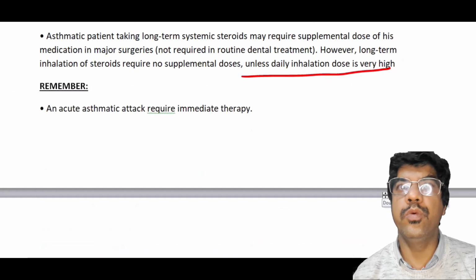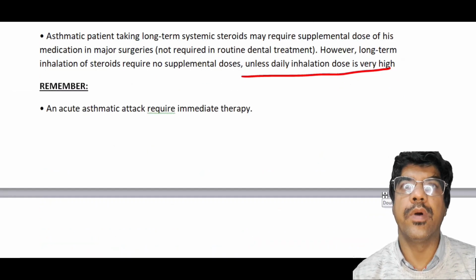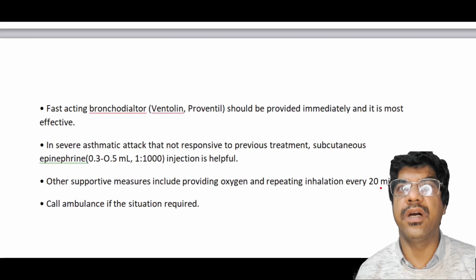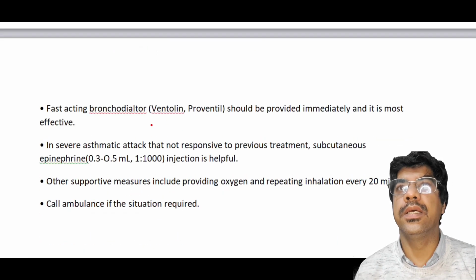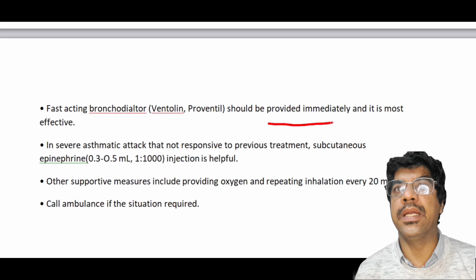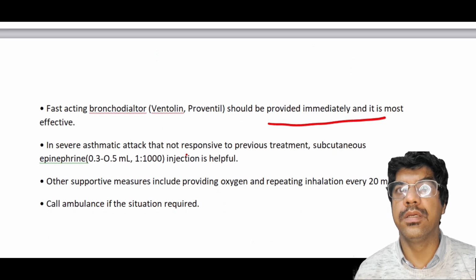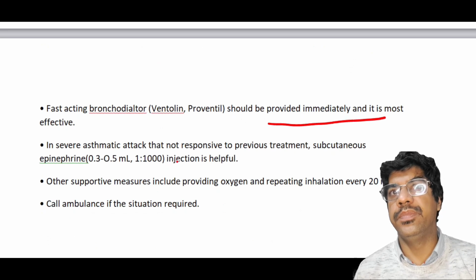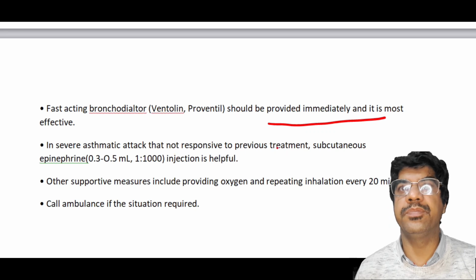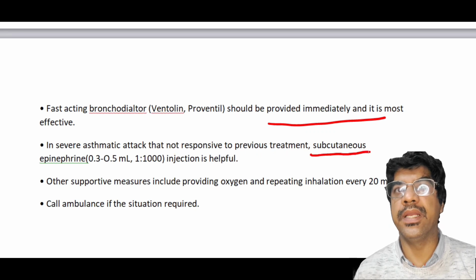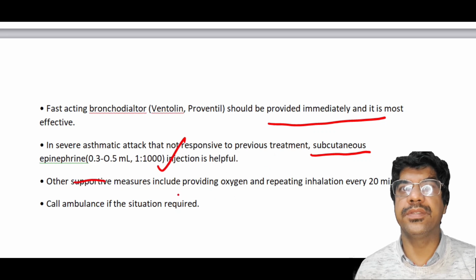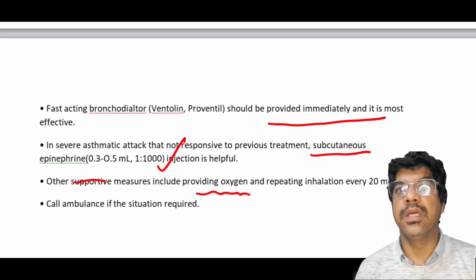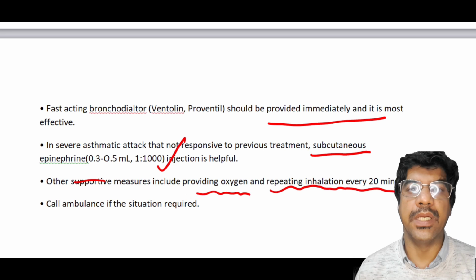Now remember, an acute asthmatic attack requires immediate therapy; a fast-acting bronchodilator should be provided immediately. In severe asthmatic patients who are not responsive, you can give subcutaneous epinephrine. Apart from that, supportive measures include oxygen therapy and repeating the inhaler every 20 minutes.